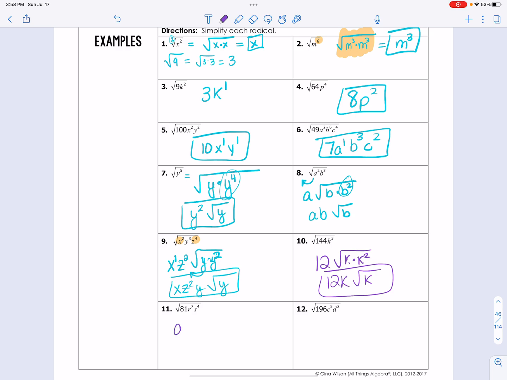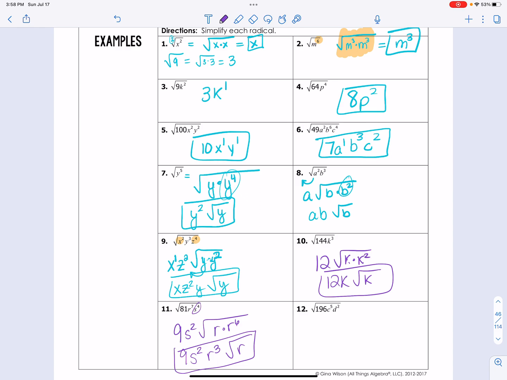And then this would be 9, and that's a perfect square, so s squared. But I would have to rewrite this as r times r to the 6th. Okay, and so then this would be 9s squared r to the 3rd, because you'd cut it into 2 equal pieces, but you're going to have to leave the r inside.